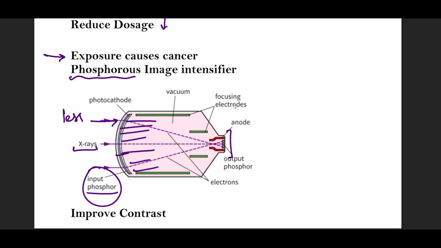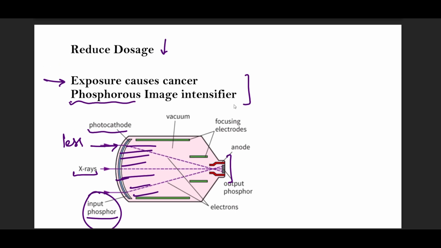Again, the purpose of this was to reduce the exposure. So we're introducing less energetic photons, or you can say we're trying to reduce the exposure time, but we're amplifying it by using a phosphorus layer. You just have to memorize that phosphorus image intensifiers are used to reduce the exposure times to prevent any overexposure, which may lead to cancer, right?